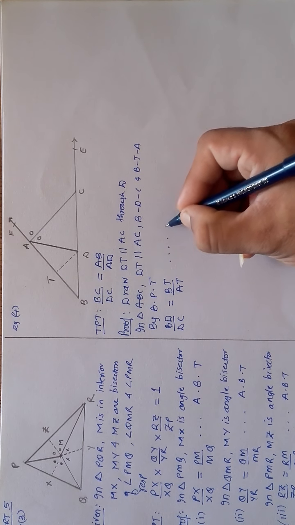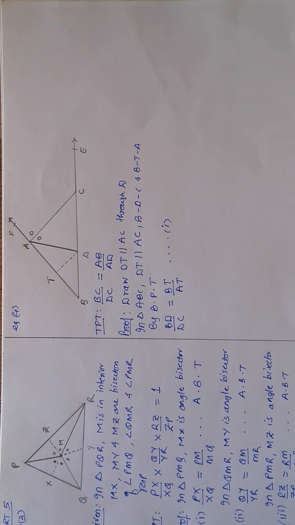Normally I will apply it, that is BD is to DC is equal to BT is to AT, right? This is suppose my first achievement. BD is to DC is BT is to AT.